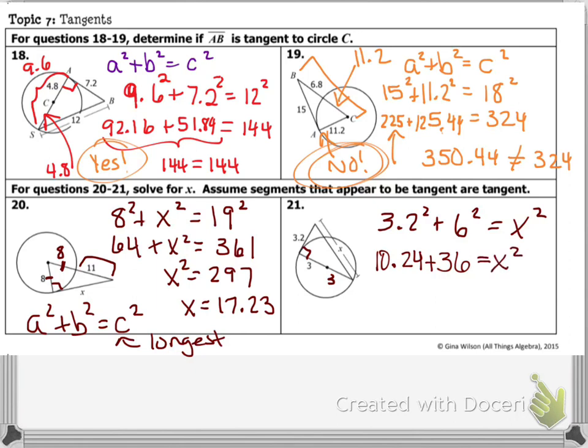So that gets me 46.24 equals x squared. So I need to take the square root of both of those, and I get 6.8 equals x. Love it.